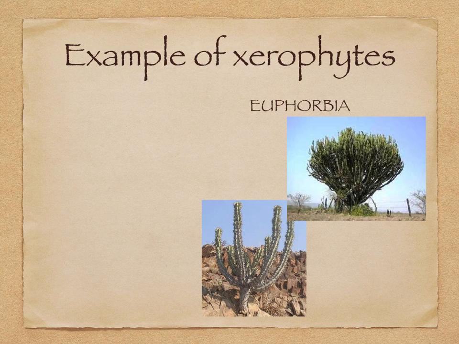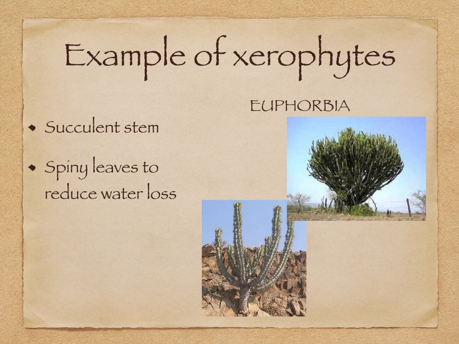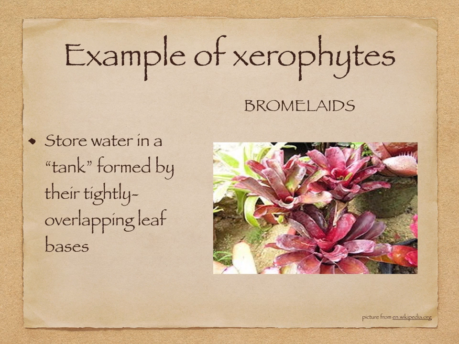Many of the indigenous plants we see in Africa are in the euphorbia family. So they've got succulent stems to store water and small spiny leaves, so there's less water loss. The stems are green so that they can photosynthesize. Many bromeliads and other plants are able to store water in what we call a tank, which is formed by the tightly overlapping leaf bases.